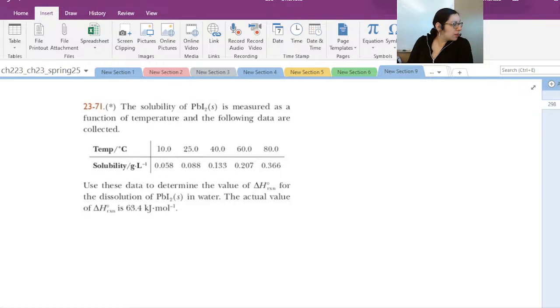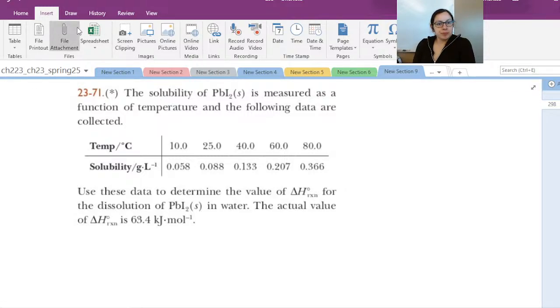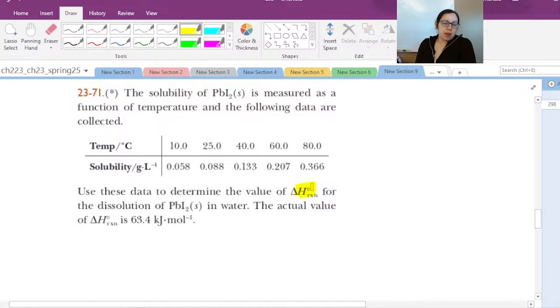All right, so let's look at what we're doing. We have the solubility of lead iodide measured as a function of temperature, and we have this data here: temperature and solubility. It wants us to calculate the value of delta H for the dissolution reaction, and then we'll compare. So how might we do that? What equations do we have? What do we have to calculate to? We're just given this solubility.